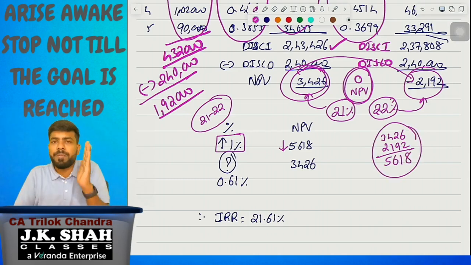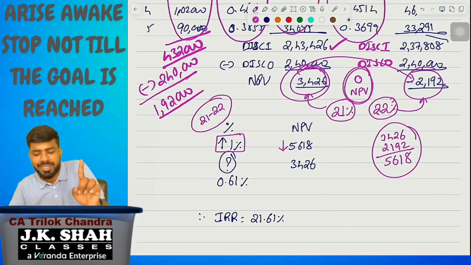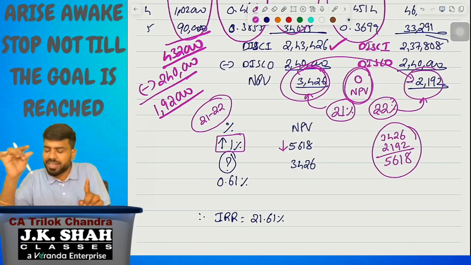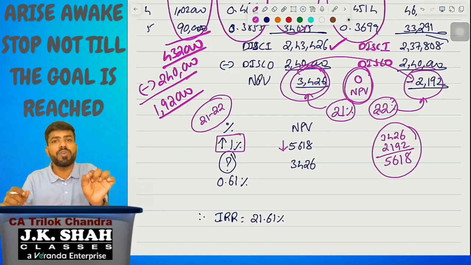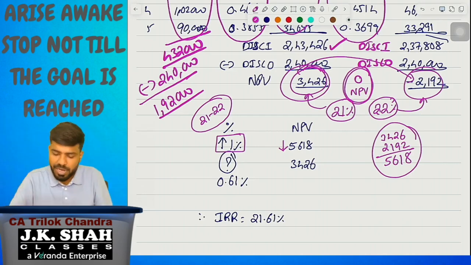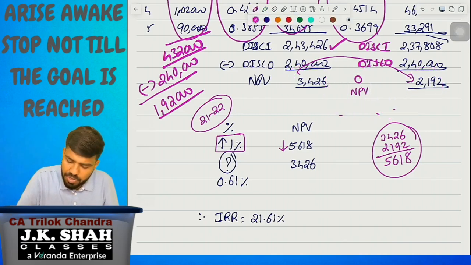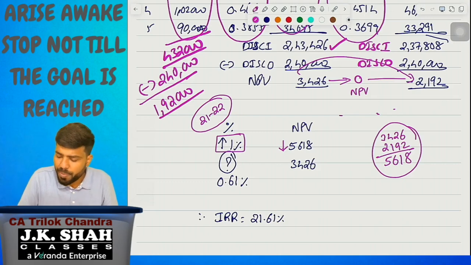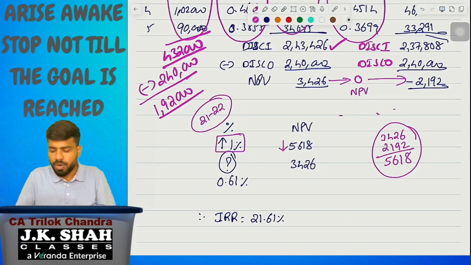I am explaining this again. Understand. From 21%, if I increase to 22%, a 1% increase, how much is the NPV decrease? Positive 3,426 decreases to negative 2,192. Now 3,426 first becomes 0, then 0 becomes negative 2,192. So the total decrease is 5,618.